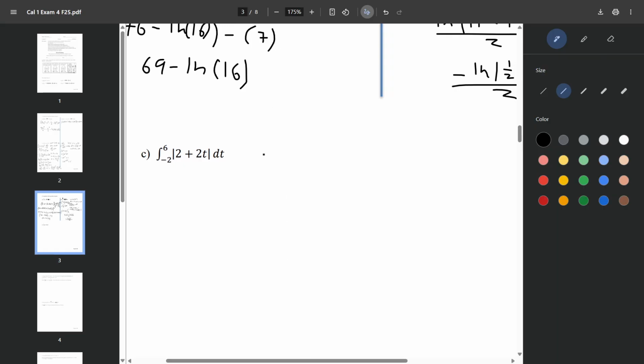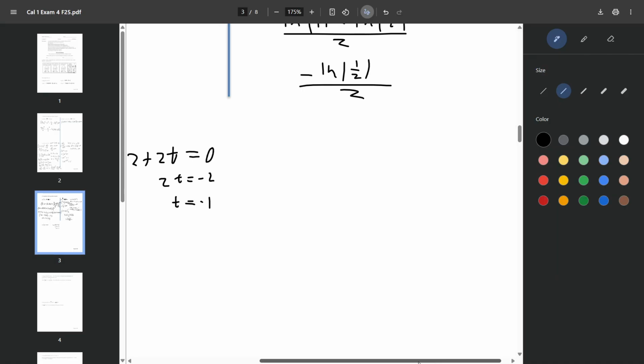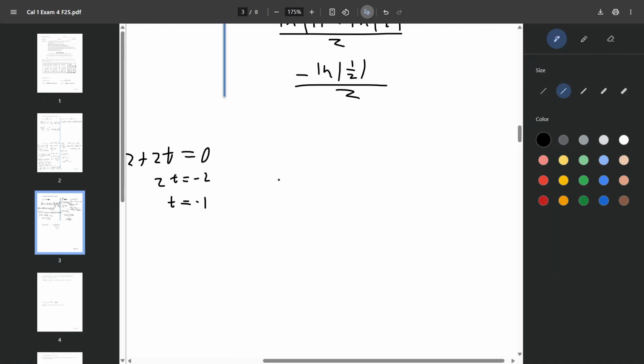So first things first is find out what t equals. So 2 plus 2t equals 0. So 2t equals negative 2, and t equals negative 1. And then we're going to put a number line for our bounds to see when the graph is negative and when it's positive. So our end bounds are negative 2 and 6.